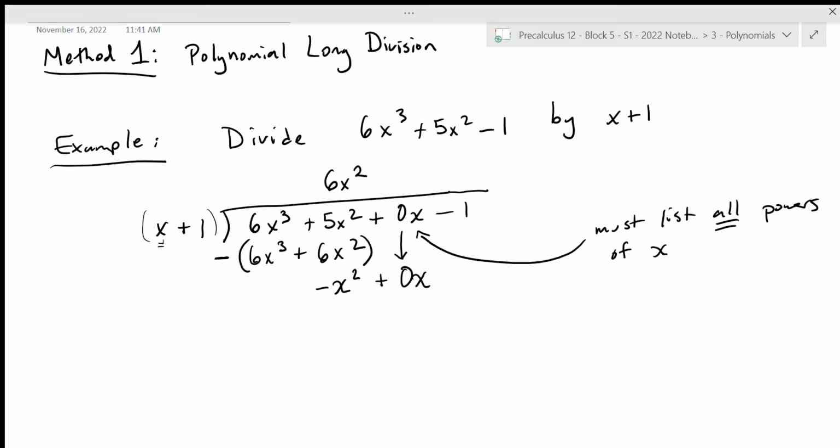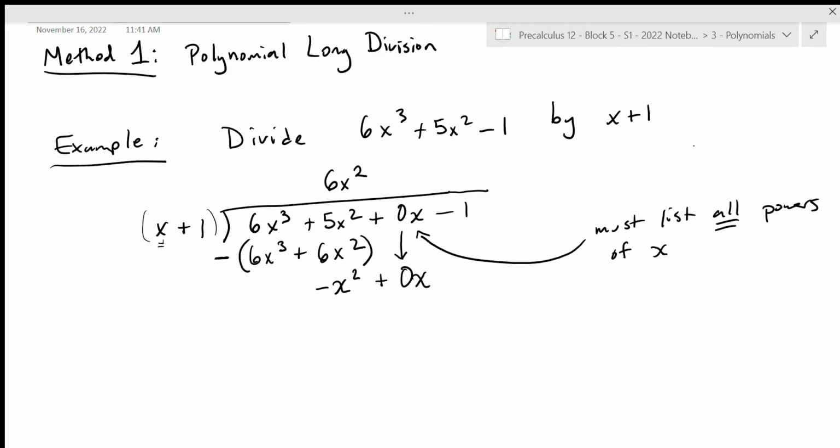This is really similar to what we're doing when we're doing a regular long division, except instead of x's, we have powers of 10. So when we bring down a 5, we know that 5 could be 5 tens or 5 whatever, depending on the place value. With polynomials, we don't have place values, so we represent that using our powers.